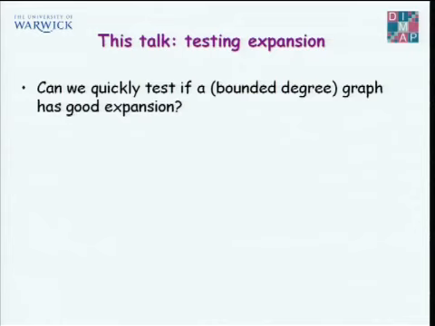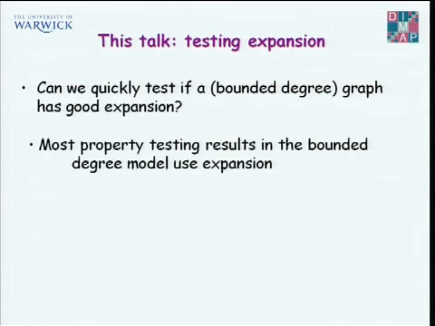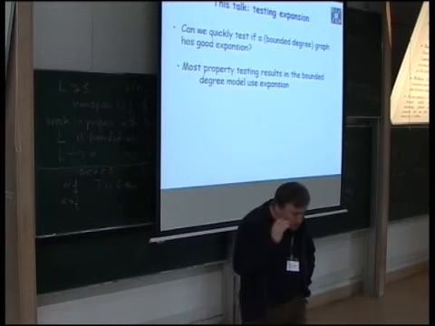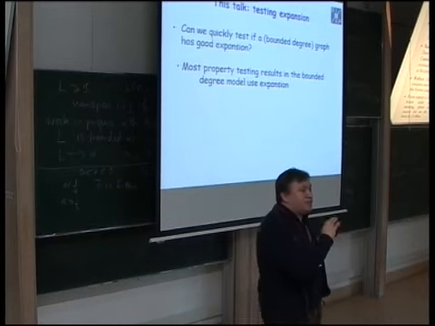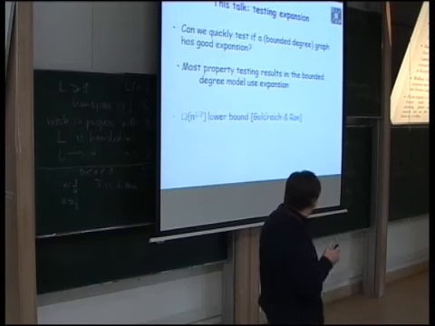Okay, so the main goal here was we want to test if a graph is an expander or not. This is more like motivation. There are two reasons why we wanted to study it. First, many property testing algorithms in this setting were using expansion as the key property. Another was that some people posed this as an open question.